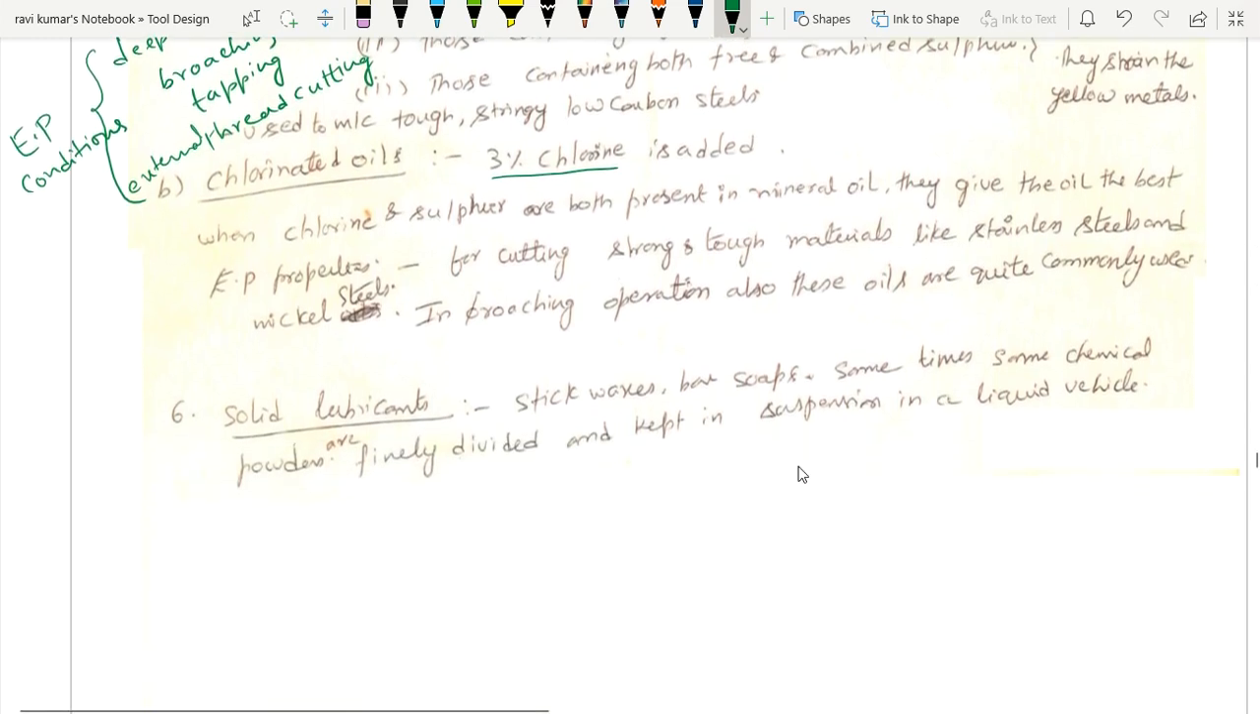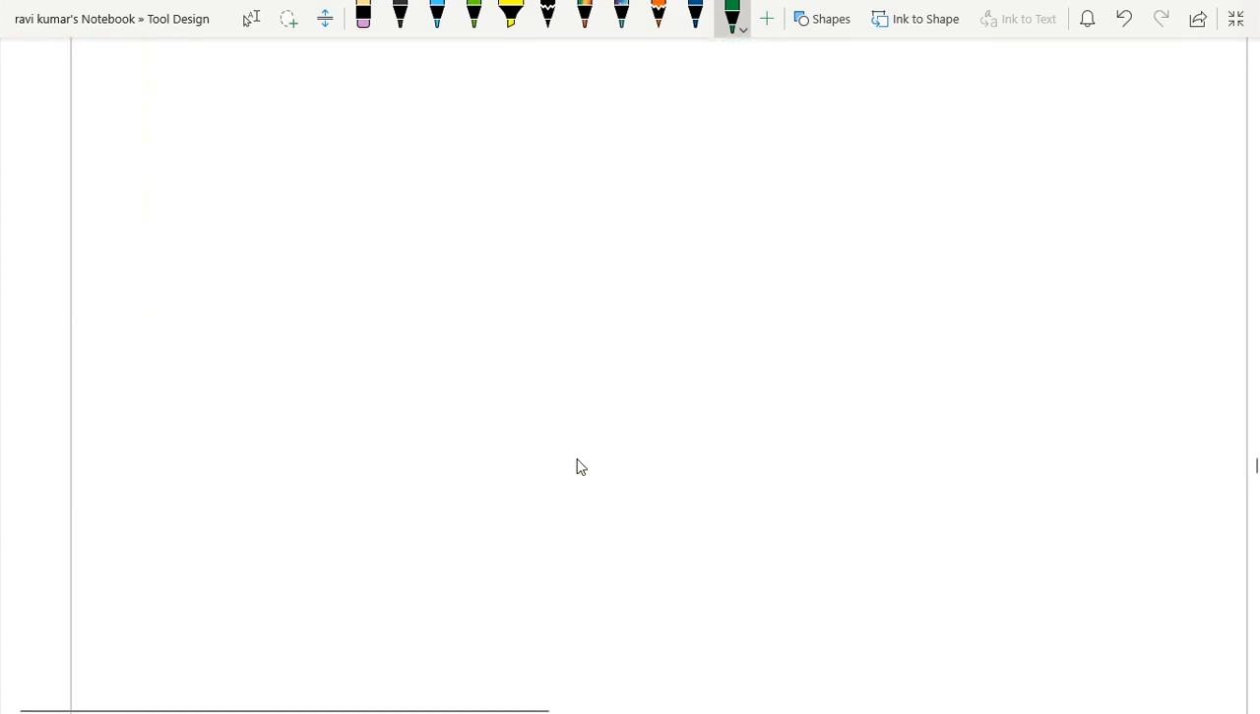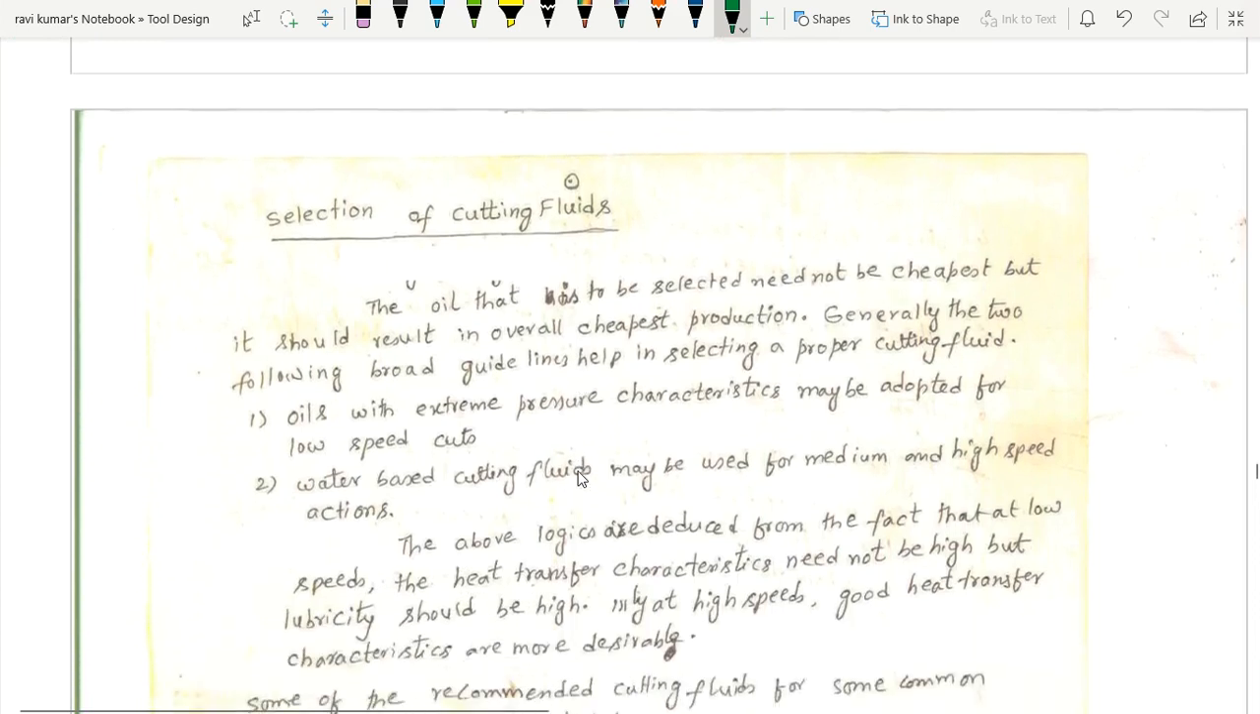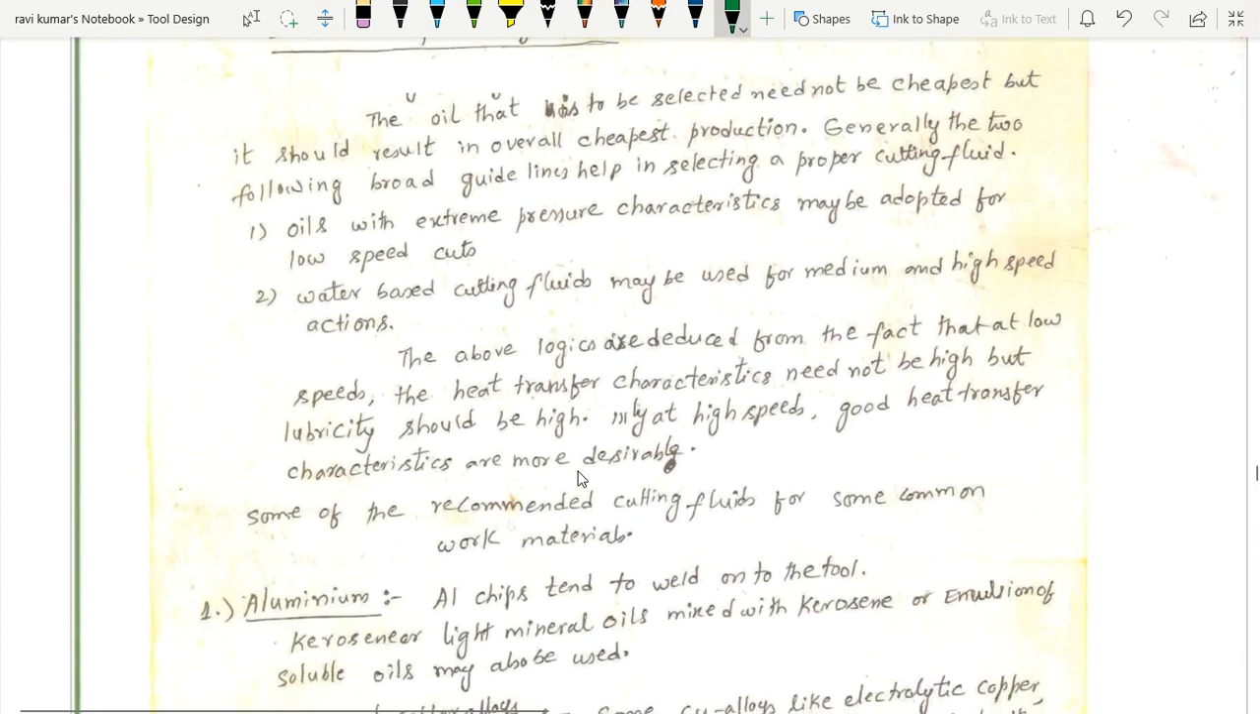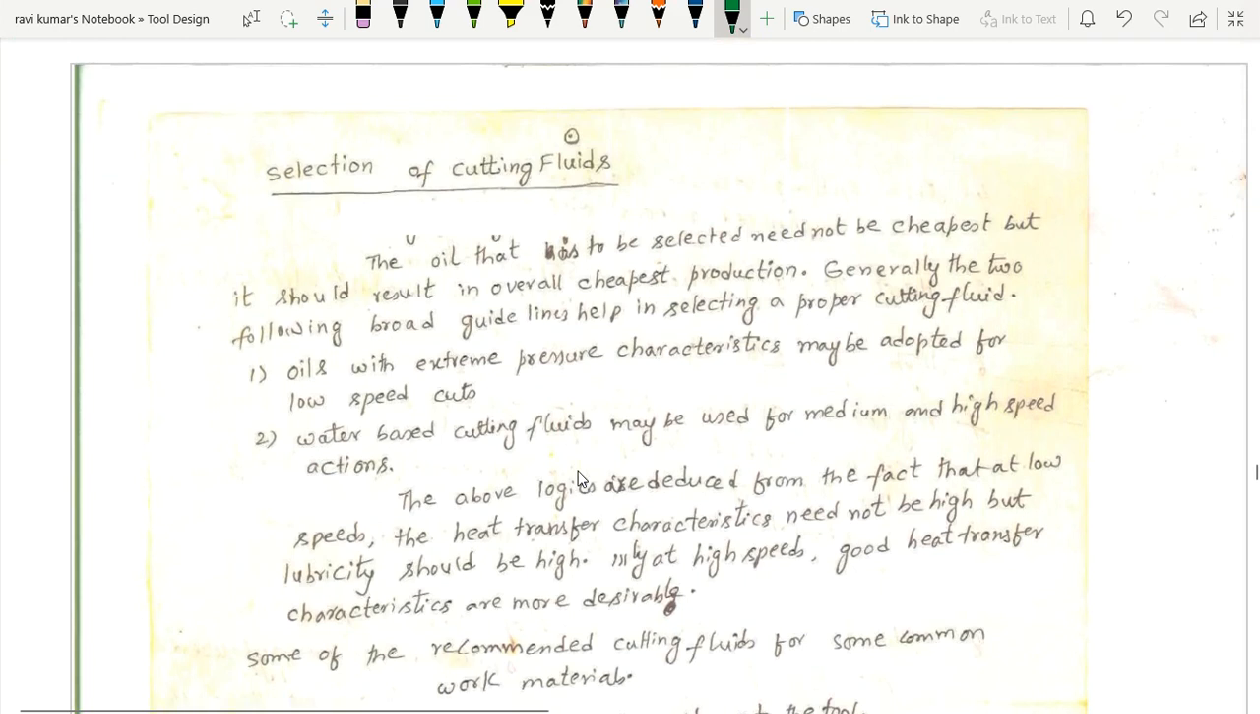Likewise, solid lubricants such as stick waxes, bar soaps, sometimes finely divided powder in liquid such as water or some medium can also be used. So these are the different lubricating materials. Now comes the question, how I should select. I should select the cutting fluids based on the condition that what is that I require, whether heat removal is the primary requirement or friction reduction is the primary requirement.